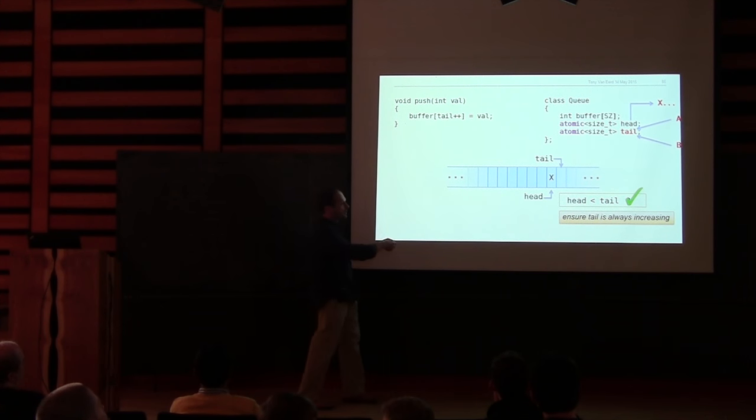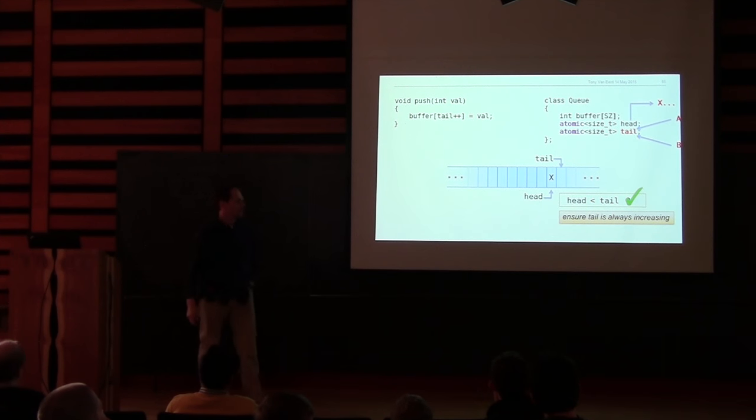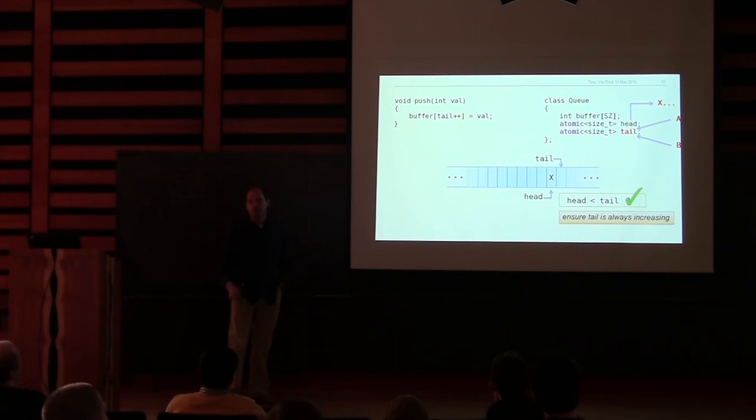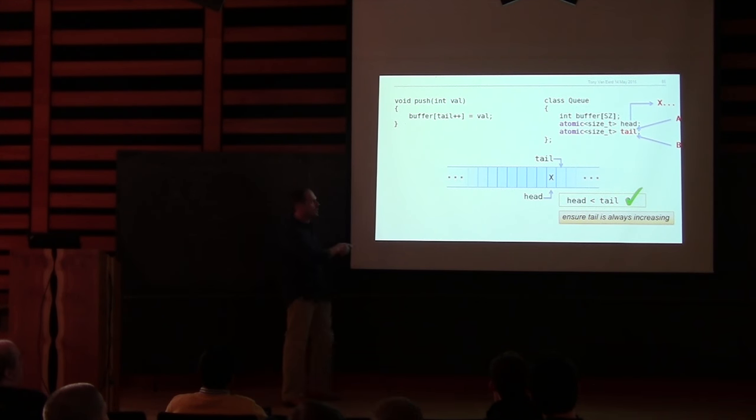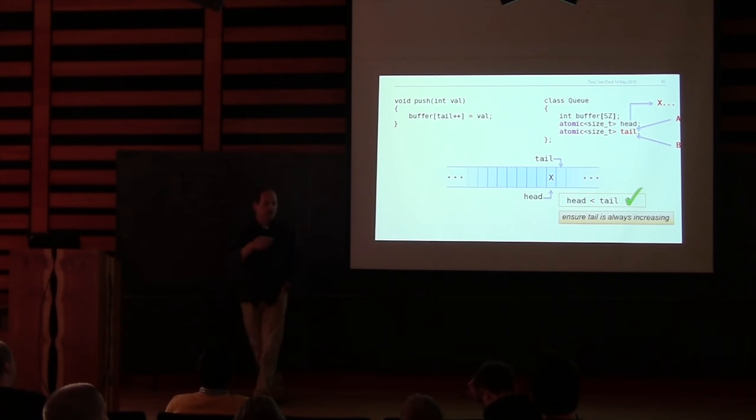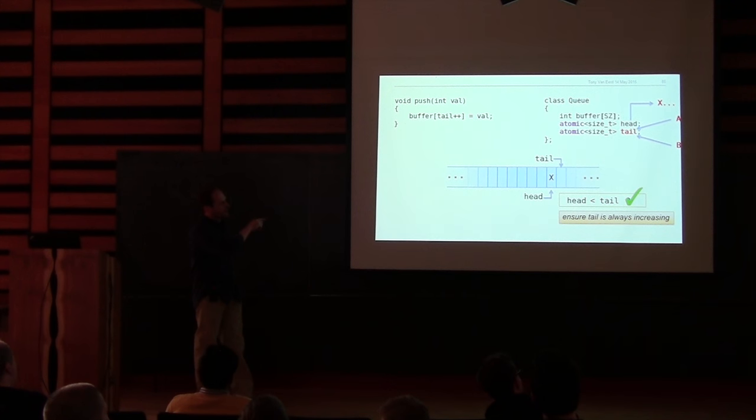So we can get away with, hopefully, if we do it right, tail never decreasing; tail always increases. And like you mentioned before, our buffer's not infinite. Our buffer's not 2 to the 64, so we will eventually have to worry about the end, but the value inside of tail can go beyond the buffer for now.